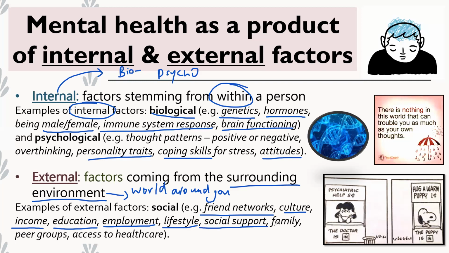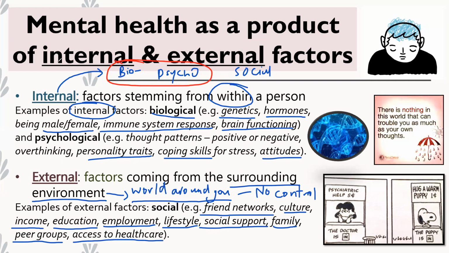Social support is also a big one. Family plays a big role in your mental health, and that's an external factor. We can't always control that. Peer groups, as well as access to healthcare. All of these factors are external because they come from the world around you. You don't have control. That's the main thing to remember. And in terms of the biopsychosocial framework, external factors are your social factors. So remember, your biological and psychological factors form your internal factors, and your social factors form your external factors.